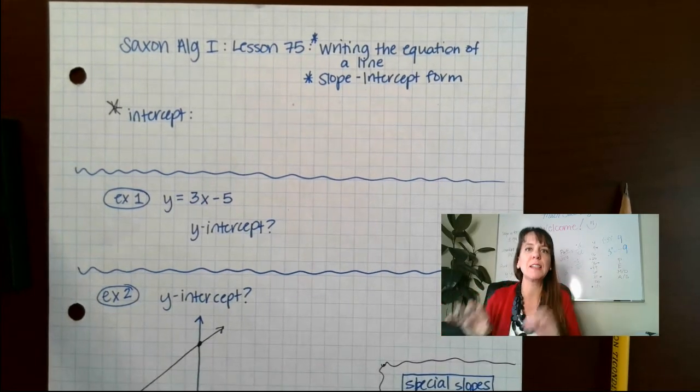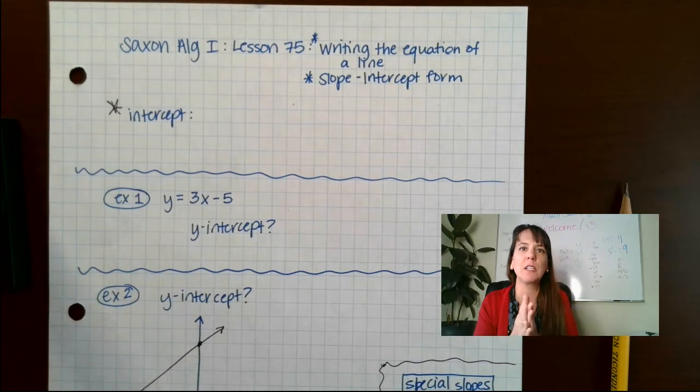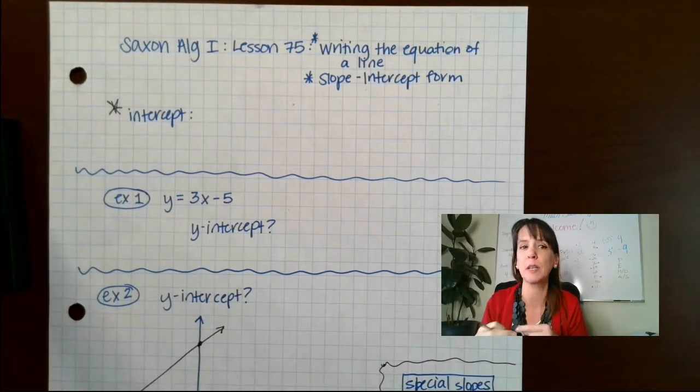We're talking about lesson 75 today in the Saxon 3rd edition. This is a really important lesson. We're going to be talking today about writing the equation of a line in slope-intercept form. This is one that will follow you through Algebra 2, so this is a really important lesson.